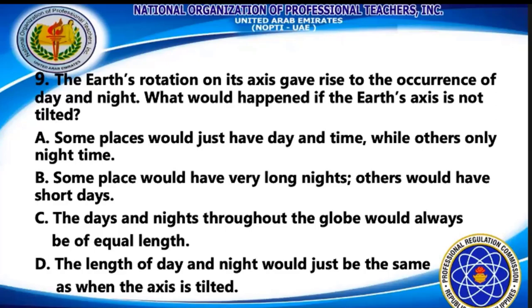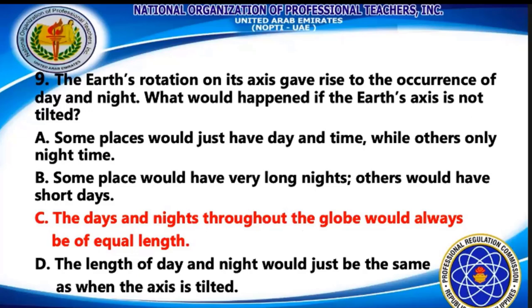Let's check. Correct answer is letter C. Diba sa first sentence sabi niya, yung earth's rotation and its axis gave rise to the occurrence of day and night. Bakit may day and night? Kasi nag-rotate siya. Pero paano kaya kung hindi tilted ang rotation? So pag hindi tilted, they will be of equal length ang day and night.